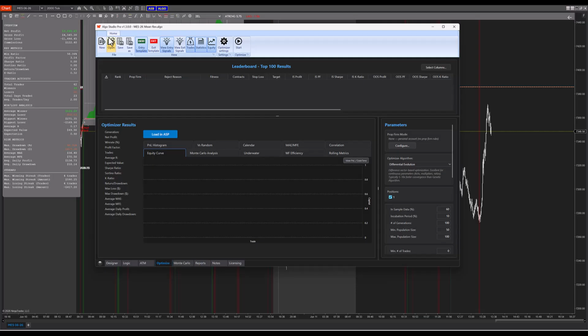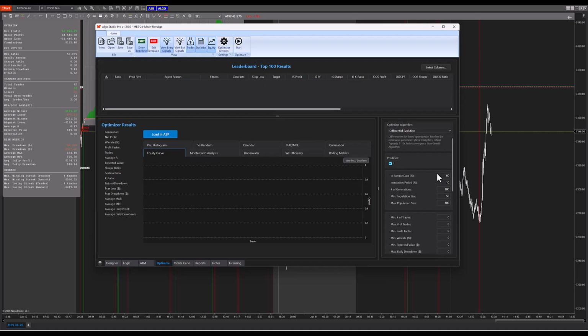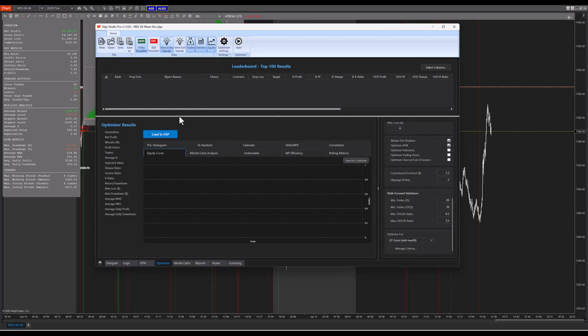Now it's already been optimized in ASB, so I can do a more precise optimization here in Algo Studio Pro, just because of the nature of the internal engine in the backtesting here. You're going to get a more precise backtest in Algo Studio Pro. It's just the reality of the design architecture of the two. ASB will be much faster, right? So you can get ideas cranked out much more quickly.